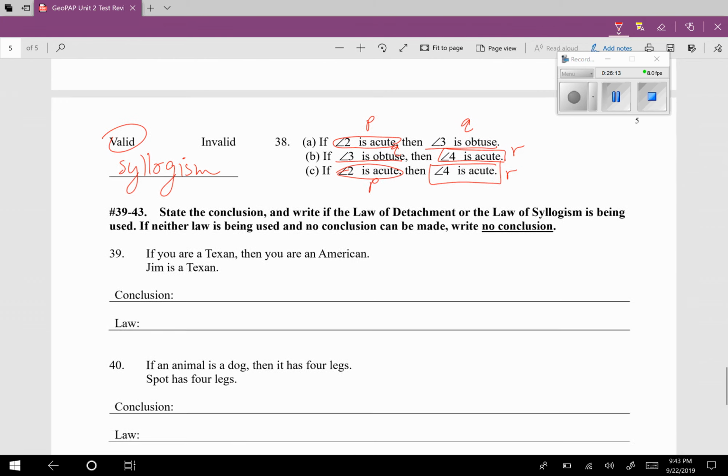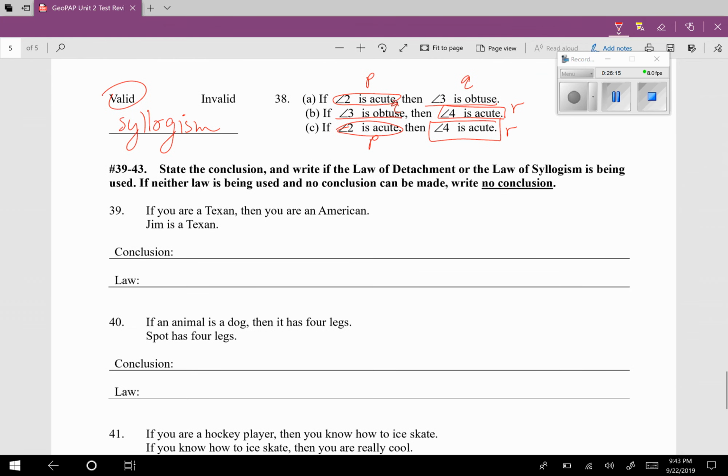Okay, next one. It says state the conclusion and write if the law of detachment or the law of syllogism is being used. If neither law is being used and no conclusion can be made, write no conclusion. All right. If you are a Texan, then you are an American. Jim is a Texan, so that matches P. Therefore, Jim is an American. And this is the law of detachment.